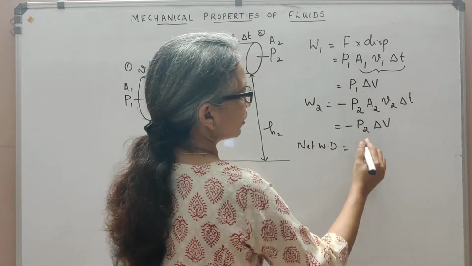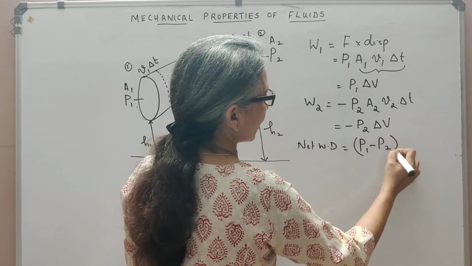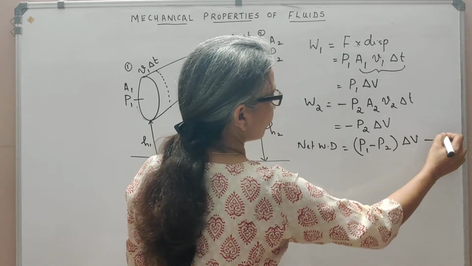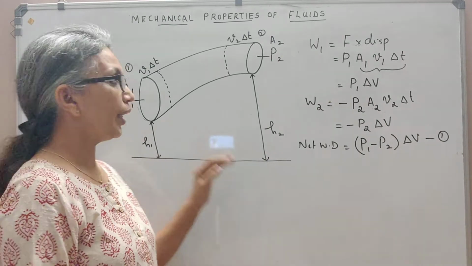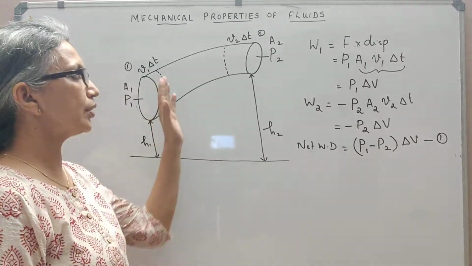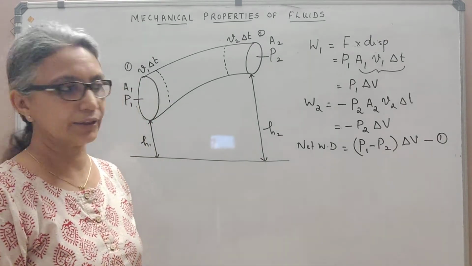We'll add the 2. So this may be written as (P1 minus P2) delta V, which is my first equation, where delta V is the volume of fluid entering the pipe in time delta T, equal to the volume of fluid flowing out of the pipe in time delta T.